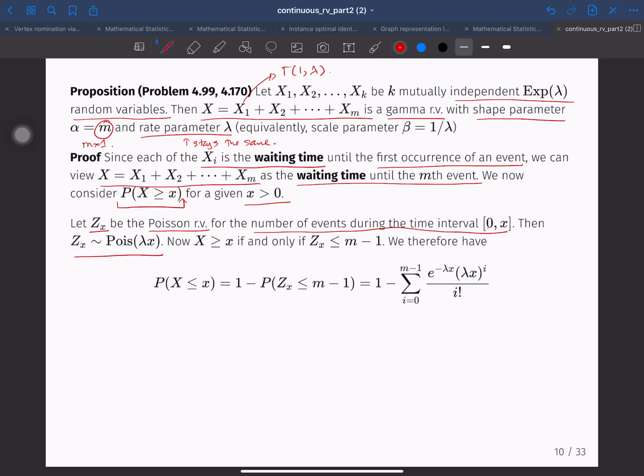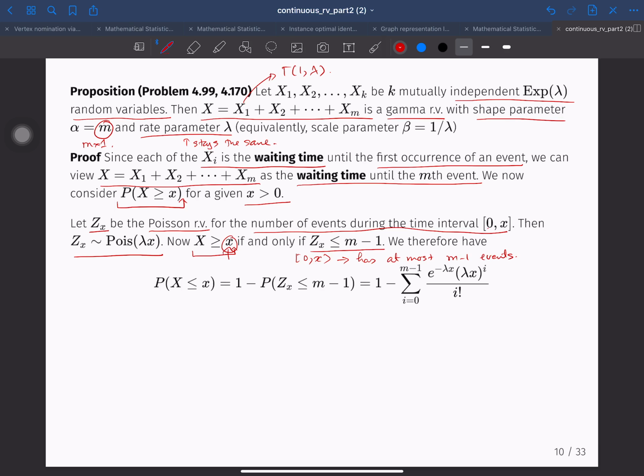So now if you have to wait more than x time points to have the mth event, then that means that from time 0 to x, you only have at most m-1 events. So if you have to wait longer than little x, then from time 0 to little x, you only have at most m-1 events. So therefore, that is Zx less than or equal to m-1.